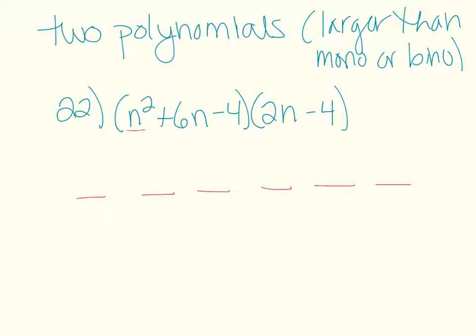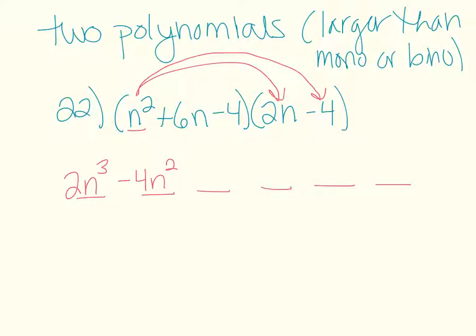So the first, we'd take the n squared times the 2n, and that's going to give me 2n cubed. N squared times n is n cubed. Then I'm going to have n squared times negative 4, or negative 4n squared. Next, we're going to take that middle term, 6n, and multiply it by 2n. So that gives me 12n squared. Since that's a positive 12, I'm going to put a plus in between. Then we take 6n and multiply it by the negative 4. Just make sure everything gets multiplied by everything. And we get a negative 24n.